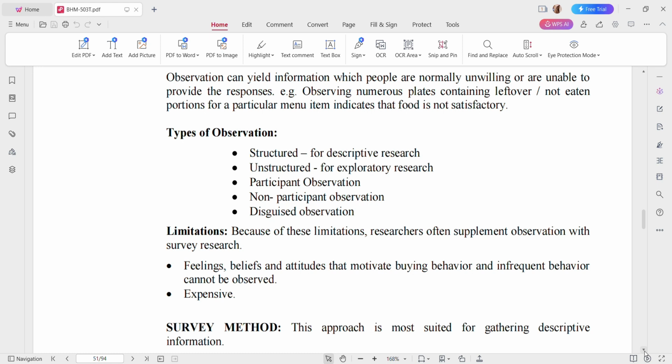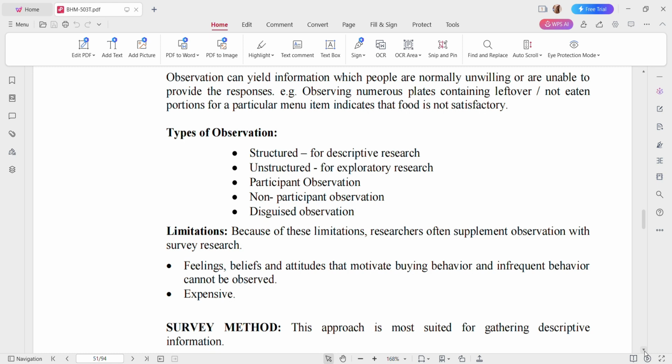Next is structured. This is where there is already a set procedure, like how many minutes to observe, and what should be observed: the elements present there, the time, the situation, the condition, the weather, so on and so forth, the person conducting it, and the materials needed for it are being established. That is why it is structured. Okay? We also do participant observation and non-participant observation.